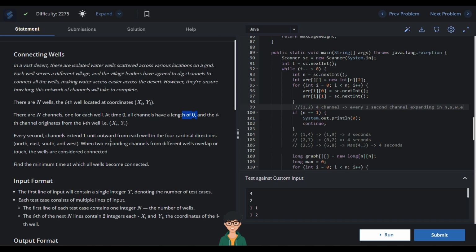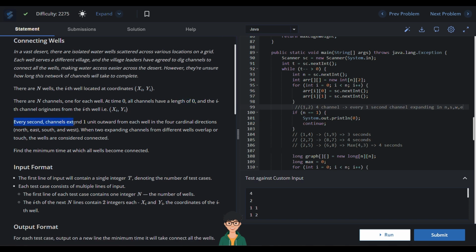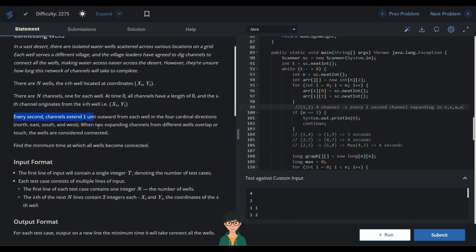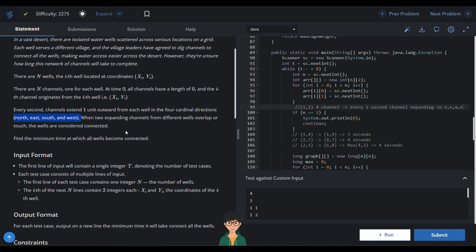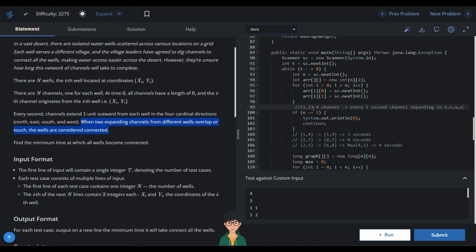Every second, the channels extend 1 unit in the north, east, south and west directions. Now, if there is one well at 1 comma 2 and one well at 5 comma 7, they will be connected if their channels overlap or touch each other.